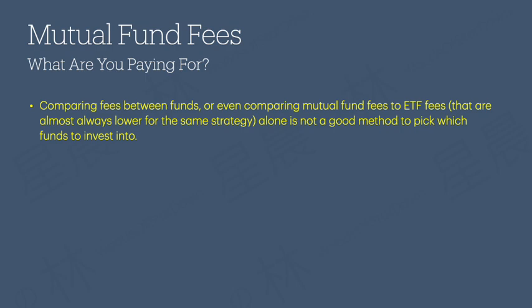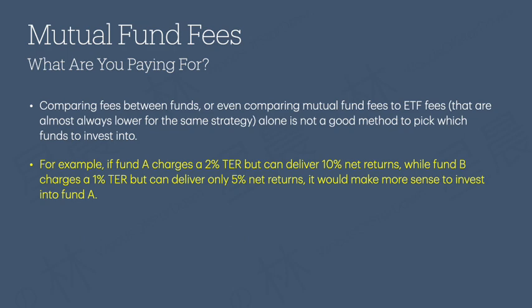However, it is important to note that comparing fees alone between funds is not a good method to pick a fund to invest. Ultimately, you will need to look at the expected returns net of fees. For example, if we have a fund A that charges a 2% TER but can deliver 10% net returns, and another fund B that charges a 1% TER but can deliver only 5% net returns, Fund A will still be the better choice as the eventual returns are higher.